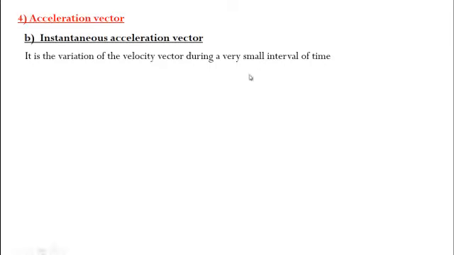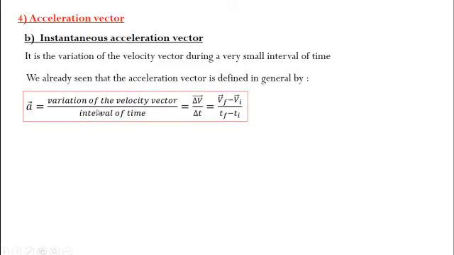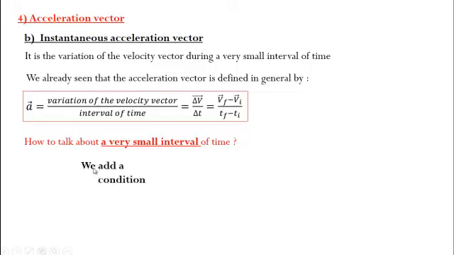We know that the definition of an acceleration vector won't change. We will have only a new condition, or an added condition, which is a very small interval of time. Now in this case, we've already seen that a equals delta v over delta t. So the question is how to have a very small interval of time. What do we do? We've seen in the case of velocity, in order to have a very small interval of time, we'll take delta t tends to 0. And this is what we say, adding a condition, delta t tends to 0.